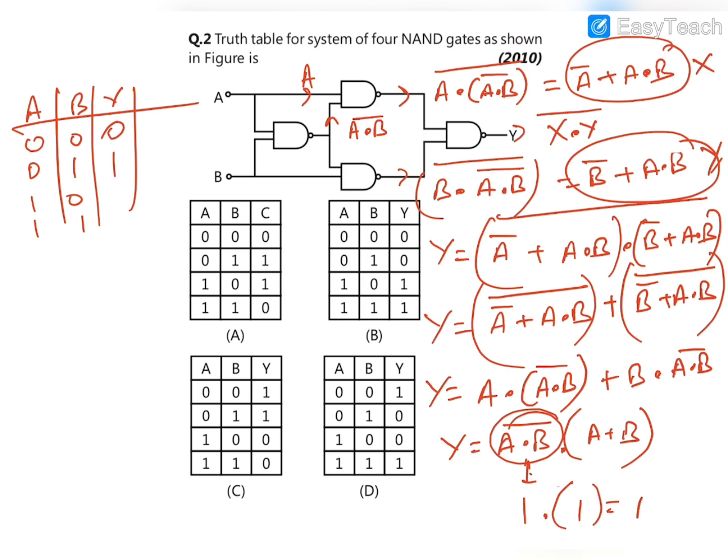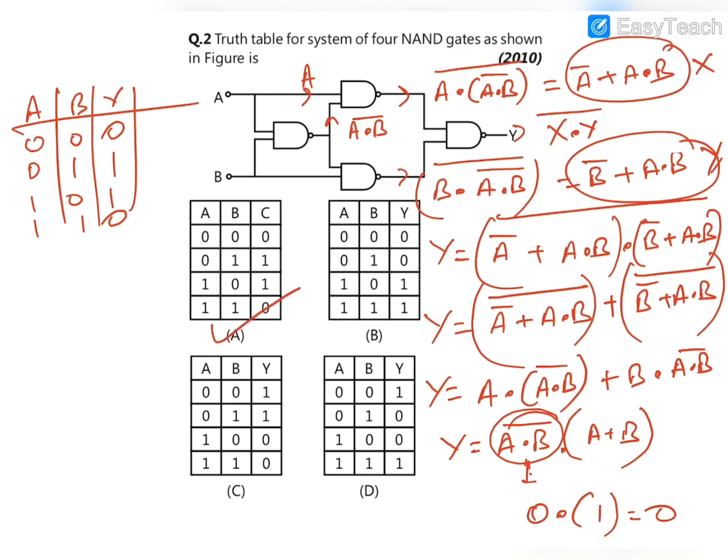And in the same way, if B is 0, A is 1, then it would be 1. And in the last case, if A is 1, B is 1, A dot B will be 1 and 1 bar will be 0, 0 dot 1 plus 1 is 1, 0 dot 1 is 0, so it would be 0. So the correct option will be option A.